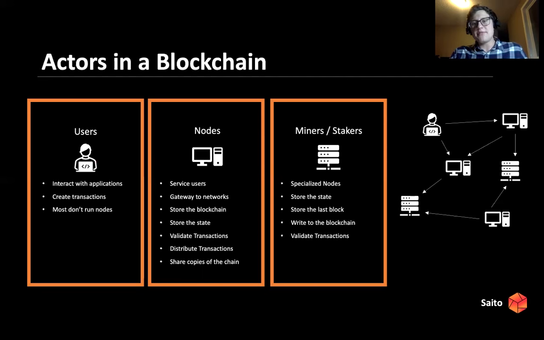Now, the third type of actor that we have inside of blockchains are miners or stakers. Depends on which blockchain we're talking about, what the consensus mechanism looks like. With proof of work, we're talking about miners, and with proof of stake, we have stakers. But ultimately, they really do perform the exact same task.